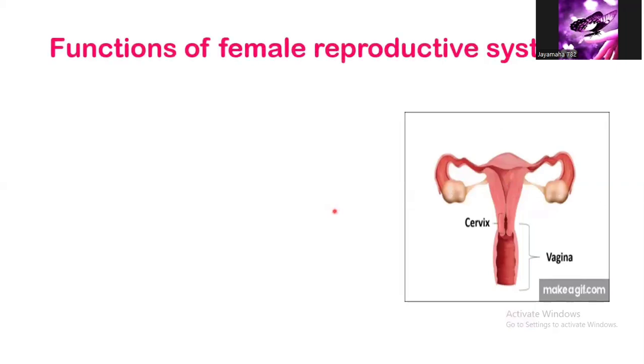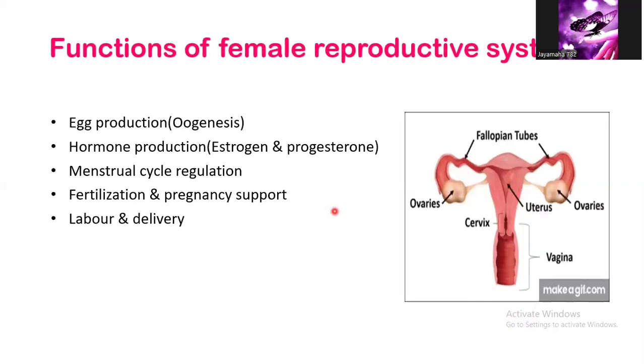Let's see what the functions of our female reproductive system are. The first one is egg production, called oogenesis. Then hormone production, like the hormones estrogen and progesterone, and regulation of the menstrual cycle. Further, fertilization and pregnancy support, and also labor and delivery.